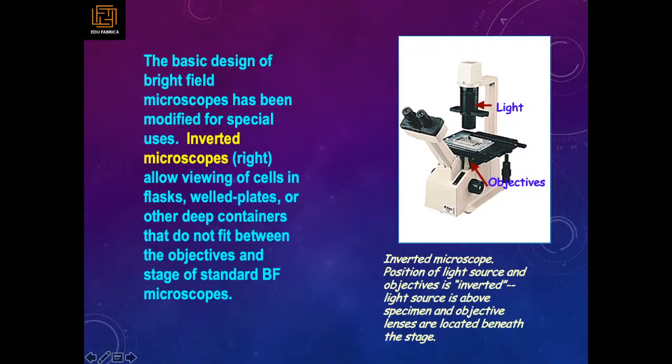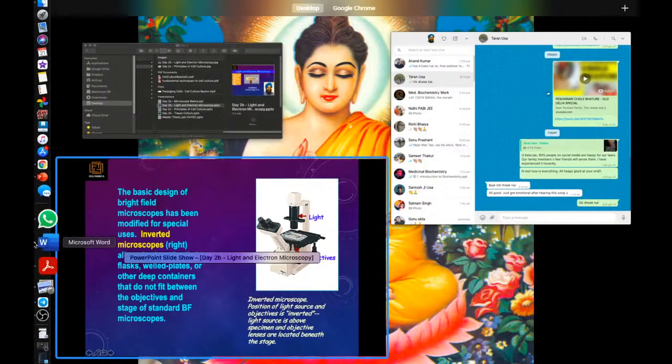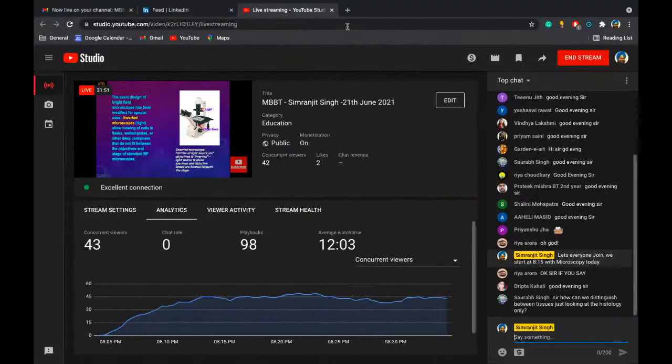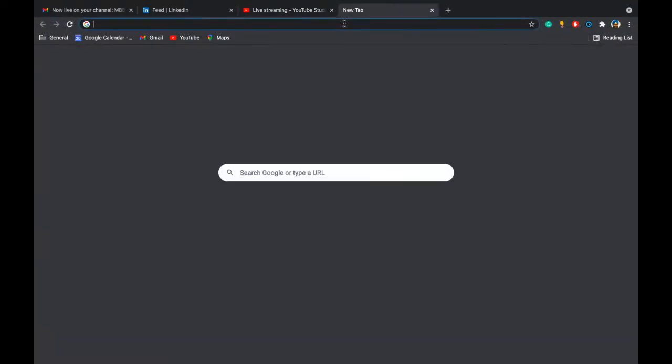So there is a computer attached to them. It's by Leica. We used to have a Leica inverted microscope. If I could show you.